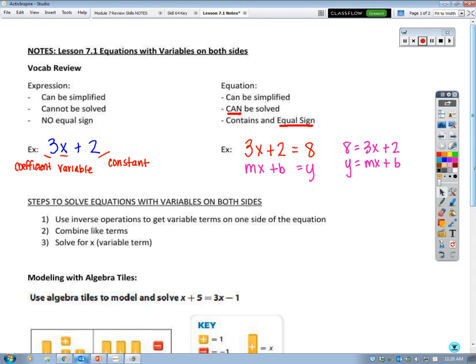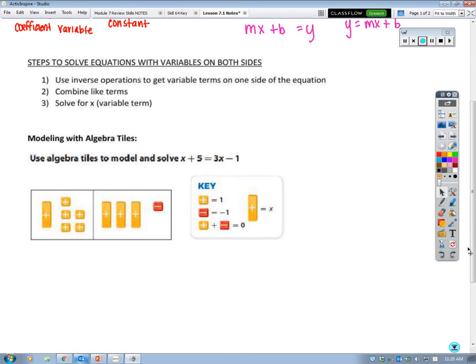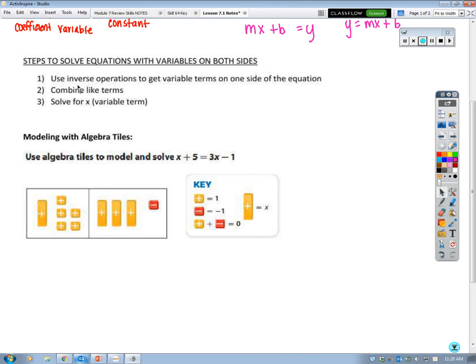Okay, let's go ahead and take a look at what we've got down here. So steps for solving variables on both sides is that you are going to use inverse operations to get variable terms on one side of the equation, and that means you're going to get your constants on the other. So inverse operations, if you have the operation, then the inverse would be its opposite. So if you have addition as your operation, the inverse is subtraction. If you have subtraction, the inverse would be addition. Multiplication, the inverse would be division.